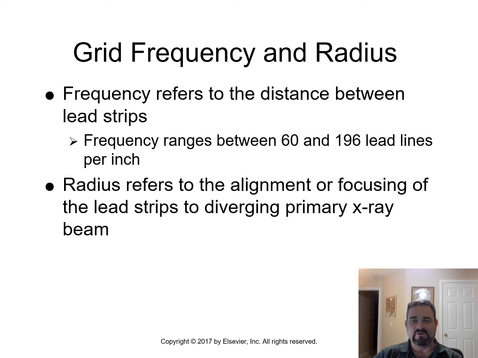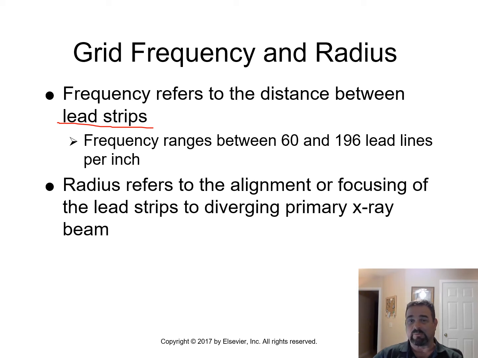All right, so grid frequency refers to the distance between the lead strips in any given grid. The frequencies range between 60 and 196 lead lines per inch, and the radius refers to the alignment or the focusing of the lead strips themselves to the diverging primary X-ray beam.